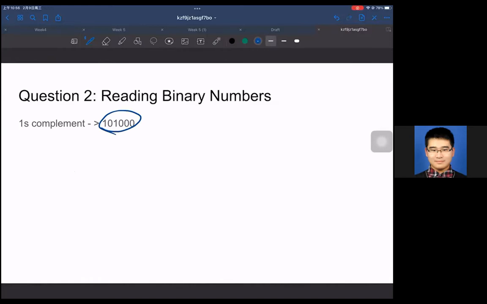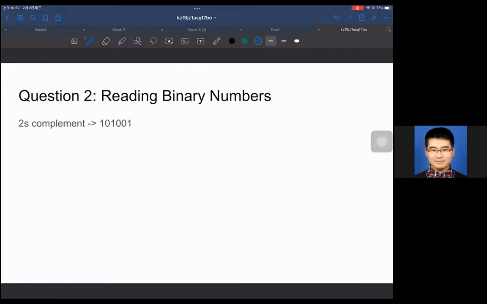Let's move it back to sign magnitude. Remember, what do we do to convert a sign magnitude to 1's complement? Just keep the sign bit and flip everything behind it. Similarly, we just do the opposite. That is, we copy this bit, and for the rest, we just flip it. That is 10111. This is sign magnitude. That's negative 23 again.